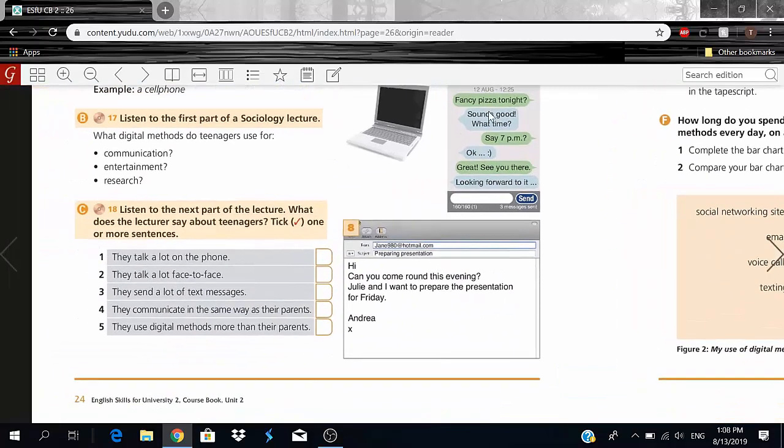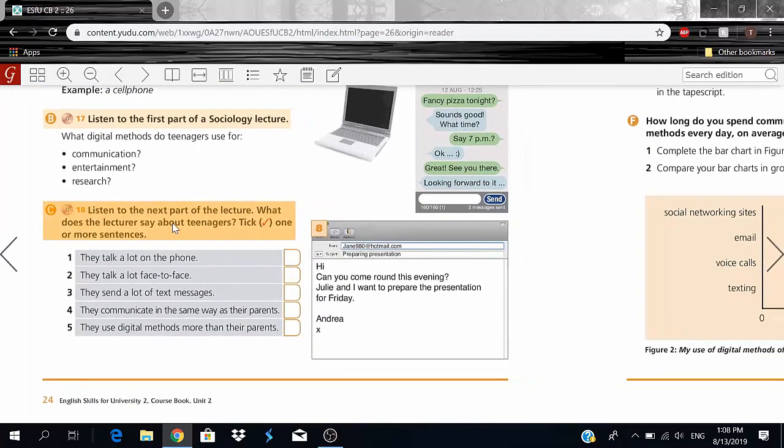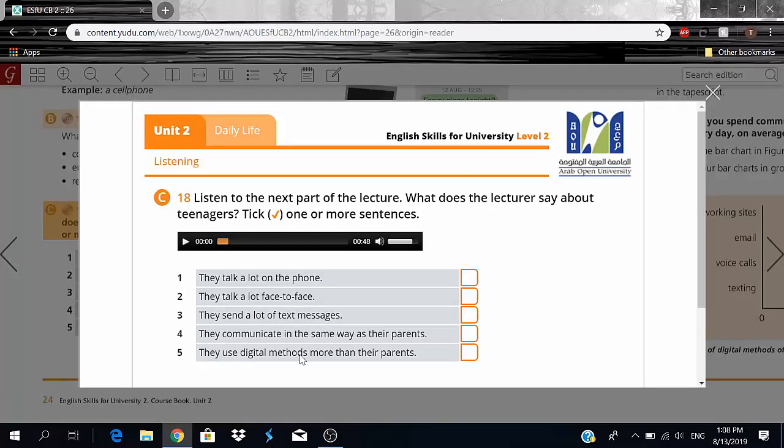Now, let's move on to exercise C. Listen to the next part of the lecture. What does the lecturer say about teenagers? Okay, so we have some information here, and a lot of these are going to be false according to the lecturer, but one is going to be correct. He might not say directly. We're going to have to figure it out, okay? So I'm going to actually play this twice. Try to get the answer the first time, you guys.